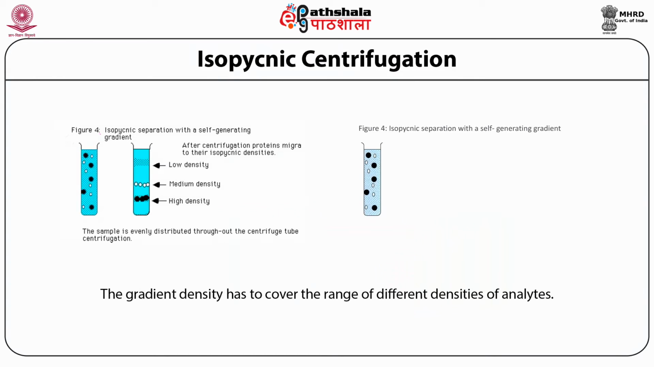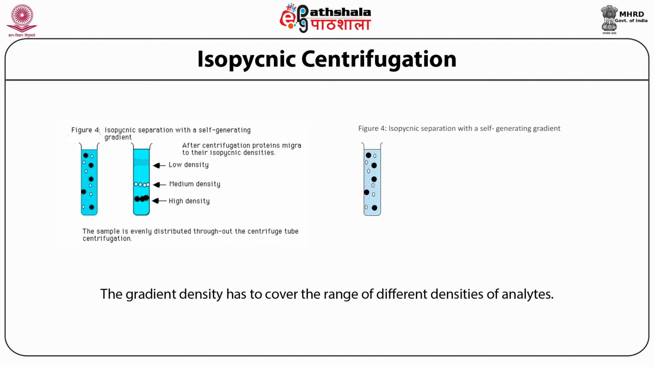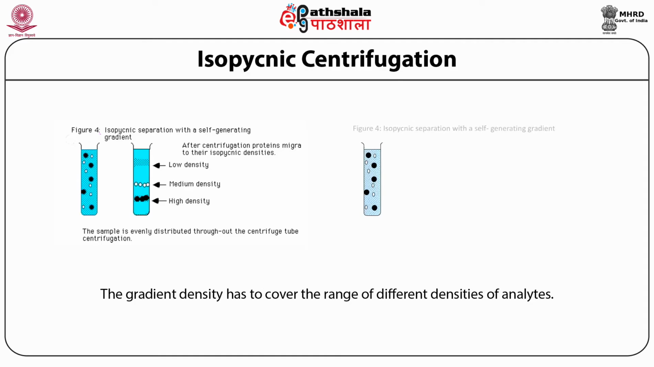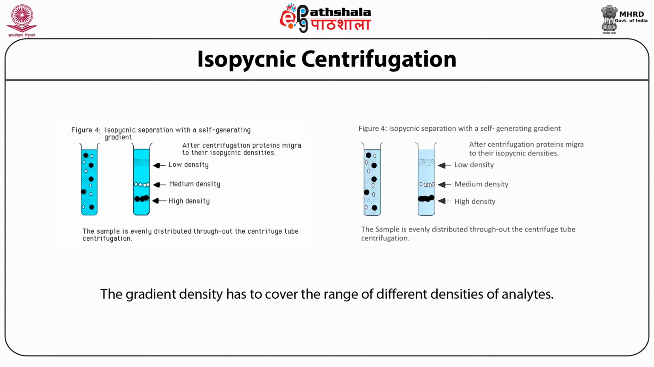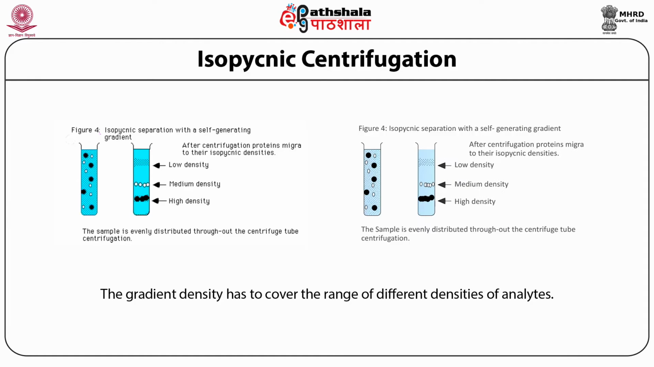We give you an idea about the isopycnic centrifugation technique. In the isopycnic centrifugation technique, the sample is applied throughout the tube and mixed in the density gradient medium. After centrifugation, the molecules start to migrate towards their isopycnic density, meaning they achieve a density similar to their own density. The high density particles go towards the bottom, the middle density in the center part, and the low density at the top. So the gradient density has to cover the range of different densities of the analyte.